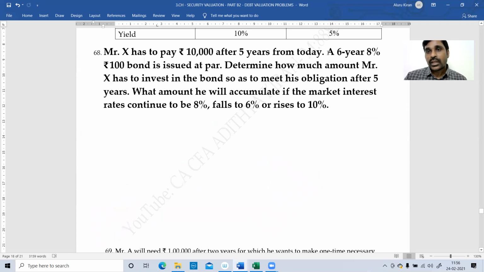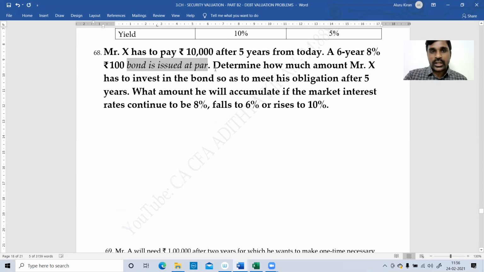They have given the question. A 6-year 8% rupees 100 bond is issued at par. This is the key sentence from which we can interpret the present rate of interest prevailing in the market. Bond is issued at par means the bond is issued at face value.